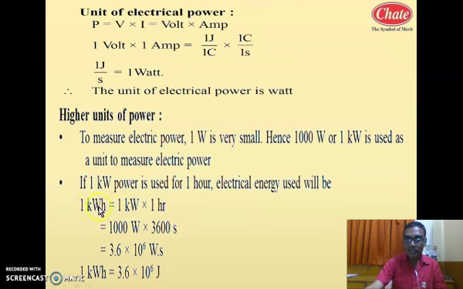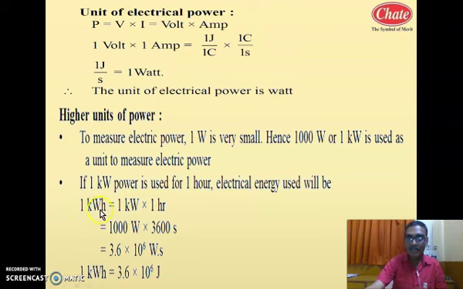So what is 1 kilowatt hour? 1 kilowatt hour is a unit of electrical energy. See students, as you see here, watt is not a power here; this watt is nothing but joule per second. So it is divided by time, and time is again multiplied by hours, so time gets cancelled. So this is the unit of energy. Remember students, kilowatt hour is not a unit of power, it is a unit of energy.